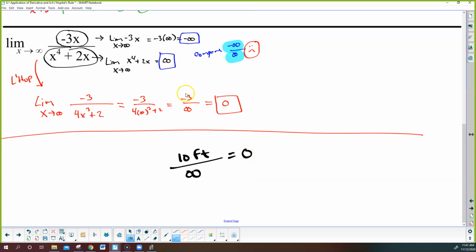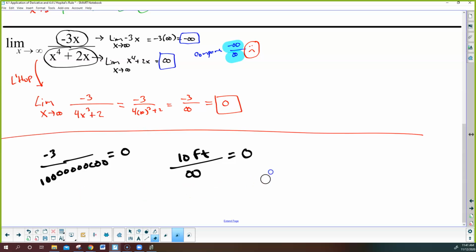And that's what happened. When you have a number up top divided by infinity, infinity is so big that it makes this fraction really, really small. It's like having -3 divided by that. That's so small. That's not even close to infinity, right? It's going to be such a small number that we're going to say eventually it heads to zero.